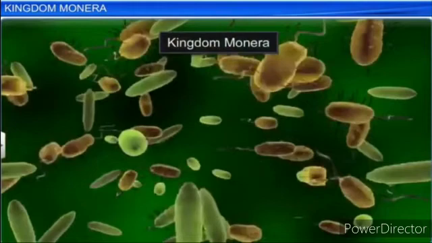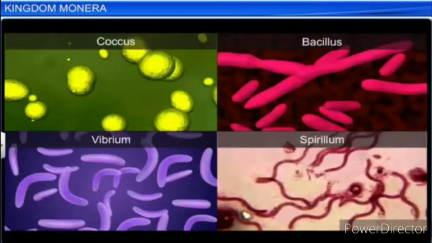Bacteria are grouped under four categories based on their shape. The first one is spherical, meaning round-shaped, and these bacteria are known as coccus. The rod-shaped bacteria are known as bacillus. Comma-shaped bacteria are known as vibrio. And the spiral, spring-like structure bacteria are known as spirillum.